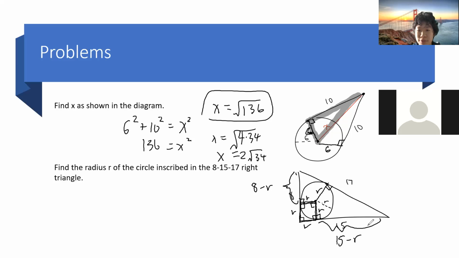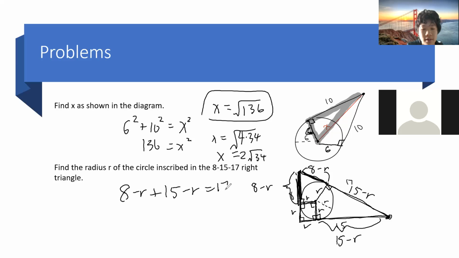So now we're going to use the property that if we take a point and we stretch tangents to the circle, these tangents are going to be congruent. So if this is 8 minus r right here, this is also 8 minus r. Right here as well. These are two tangents from the same point right here. So this is going to be 15 minus r. You can see that 8 minus r and 15 minus r, if we put them together, they make 17. This is going to be 8 minus r plus 15 minus r equals 17.